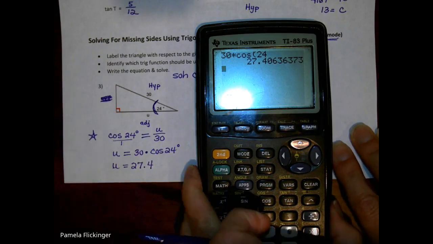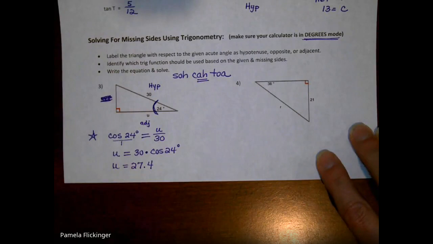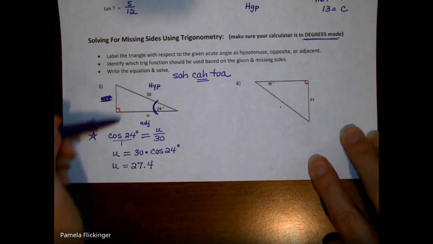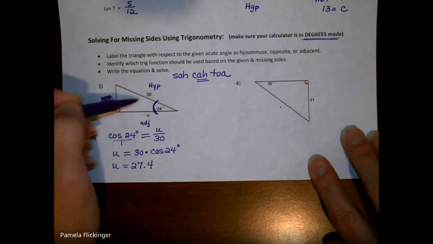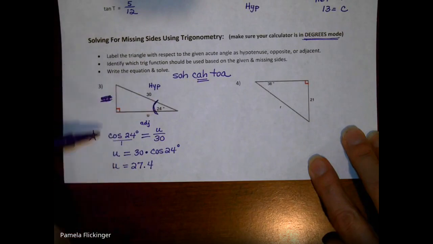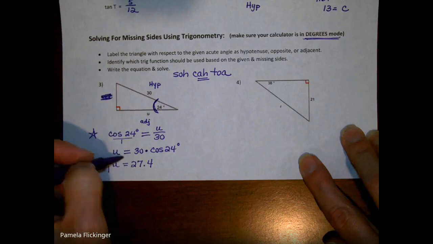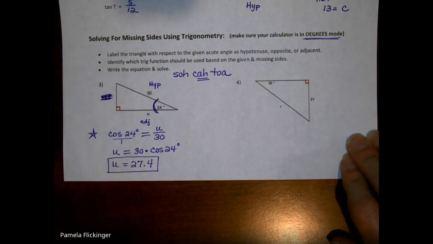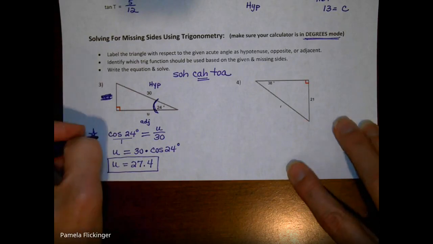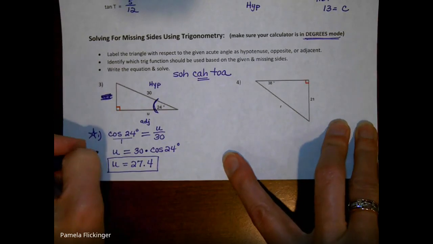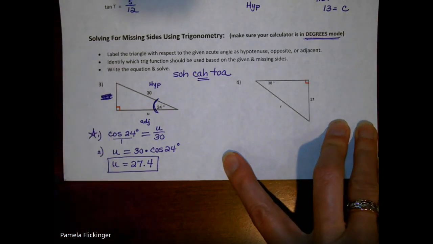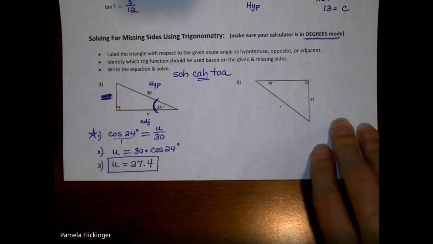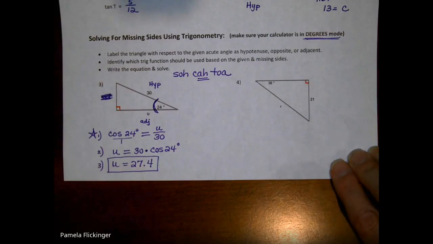Now all I can tell you is to check to make sure your answer makes sense. The U is one of the legs. We already know the hypotenuse is 30, so we should get a value less than 30, and we did. So hopefully we did everything right, because that answer certainly does make sense. All right, notice 3 steps. So equation, what you get when you cross multiply, and then your answer. That's what I need to see for all these problems.